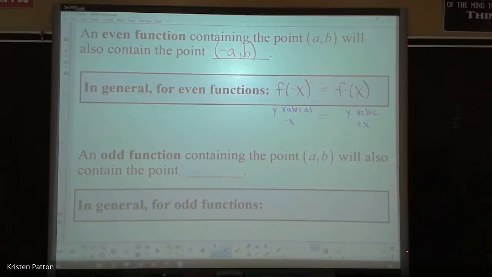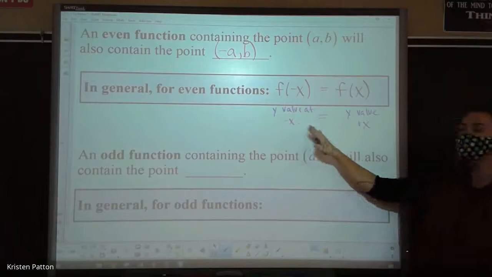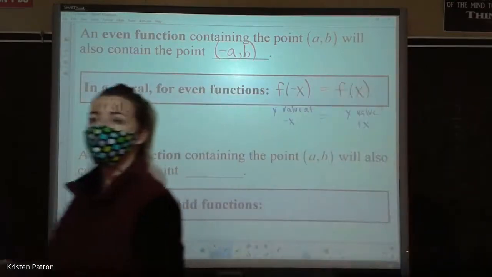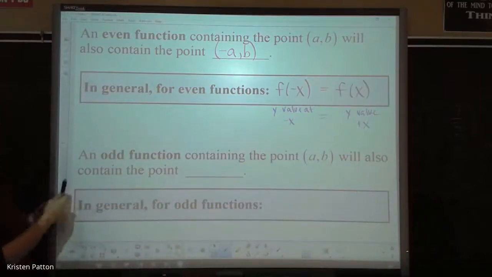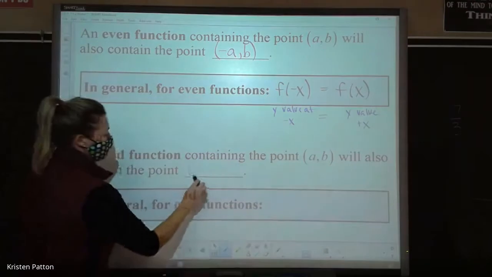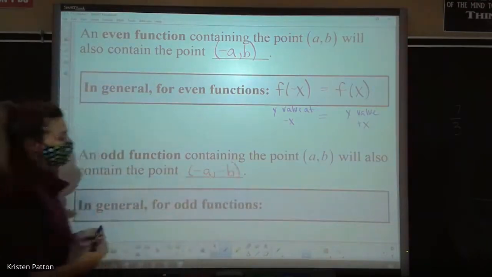Awesome. But that's what it's saying, that the y value at -x is exactly the same as the y value at +x. It's just a really fancy way of writing that, isn't it? Let's do the same thing with odd functions. Taking what we just did on the previous slide, Michael said, well, you change both signs if it's odd. So if I have the point (a, b), my next point will be (-a, -b). Both signs change.